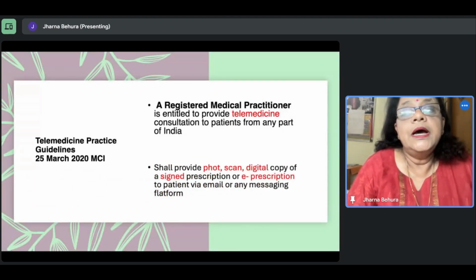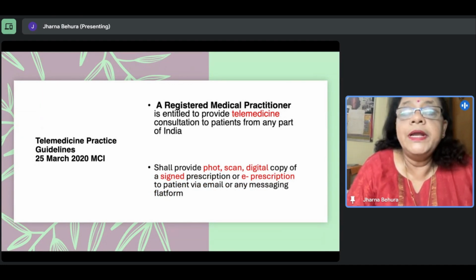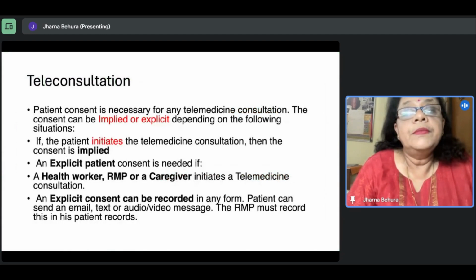Telemedicine practice guidelines. A registered medical practitioner is entitled to provide telemedicine consultation to patients from any part of India, shall provide photo, scan, or digital copy of signed prescription or an e-prescription to the patient via email or on any messaging platform. Teleconsultation. Patient consent is necessary for any telemedicine consultation. The consent may be implied or explicit. If the patient initiates the telemedicine consultation, then the consent is implied. Explicit patient consent is needed if a health worker or a RMP or a caregiver initiates a telemedicine consultation.